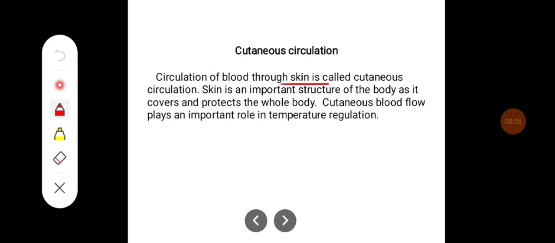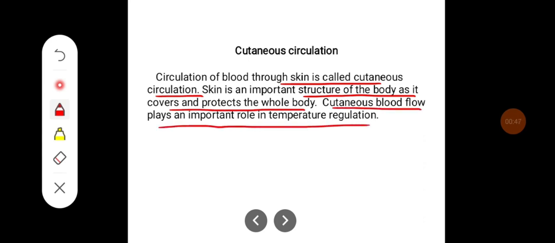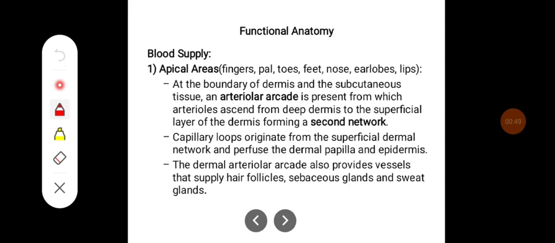Circulation of blood through skin is called cutaneous circulation. Skin is an important structure of the body as it covers and protects the whole body. Cutaneous blood flow plays an important role in temperature regulation. Blood supply to the apical areas such as fingers, toes, feet, nose, earlobes.